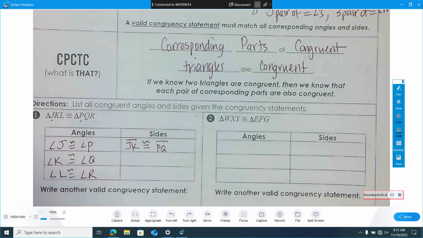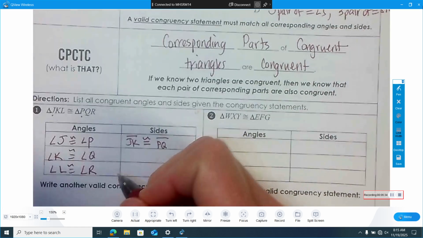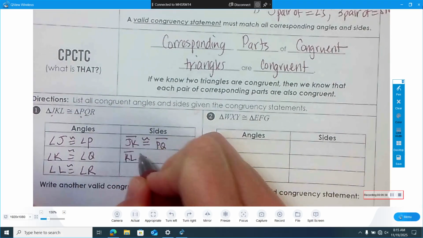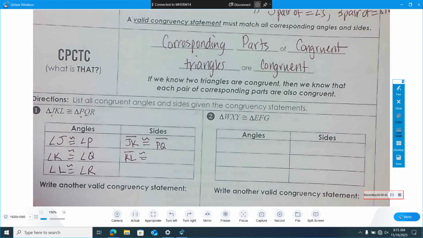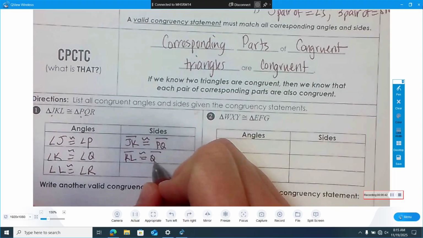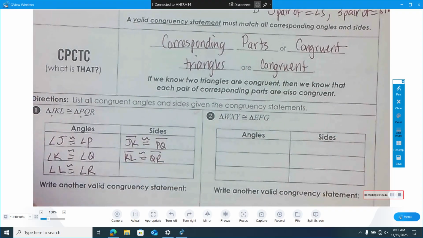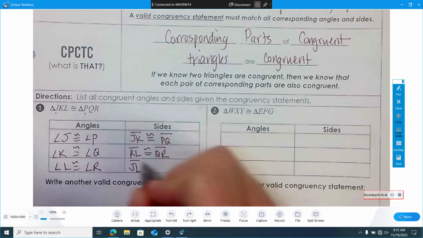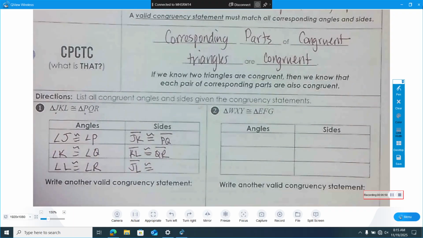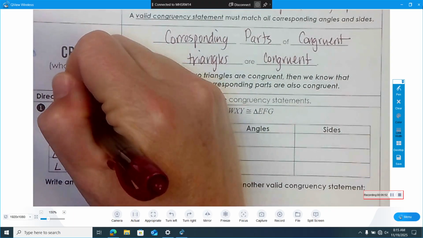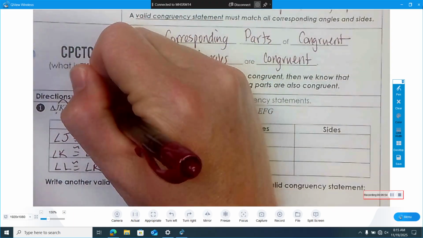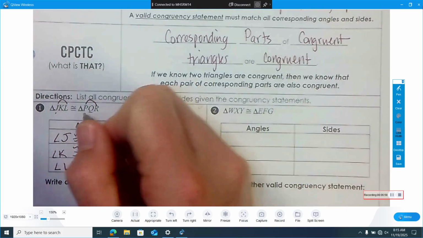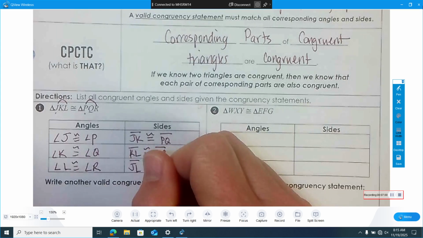Okay. Let's see. If I said KL, segment KL is congruent to segment QR. Good. And then I could say segment JL would be congruent to PR. Again, I'm taking the first and third, and that's going to match up with the first and third of PR.